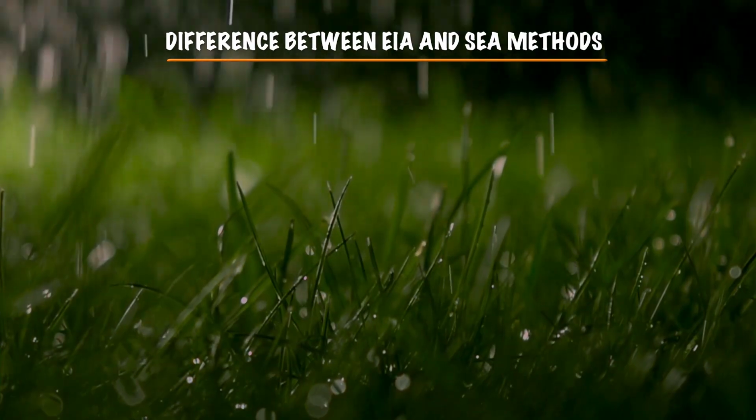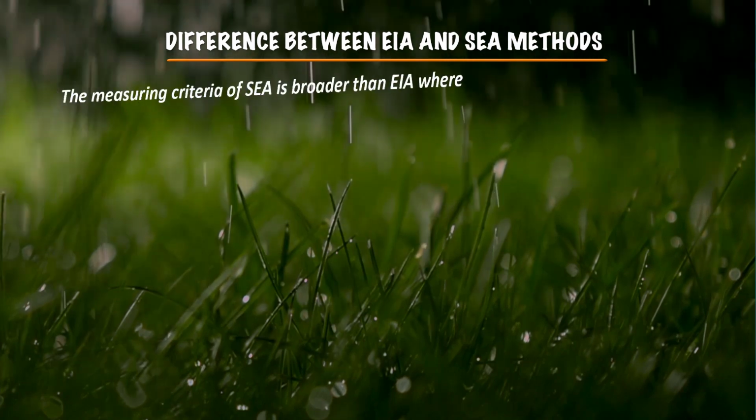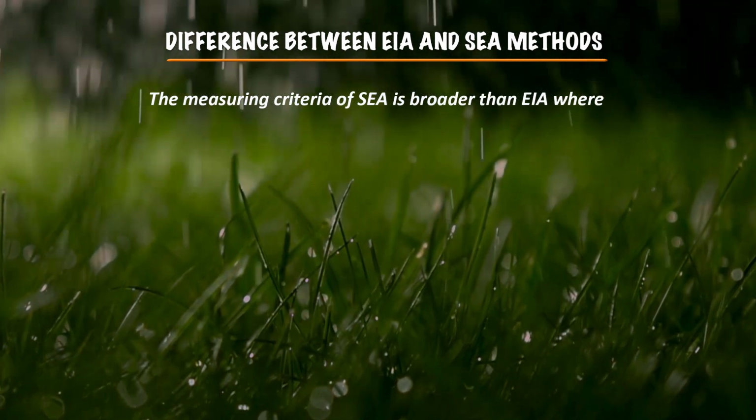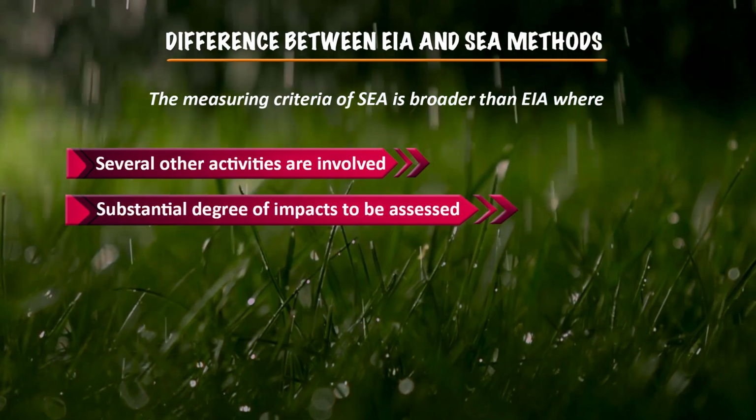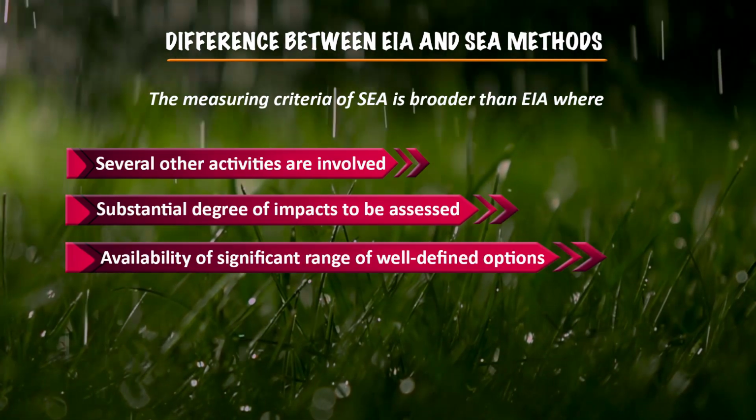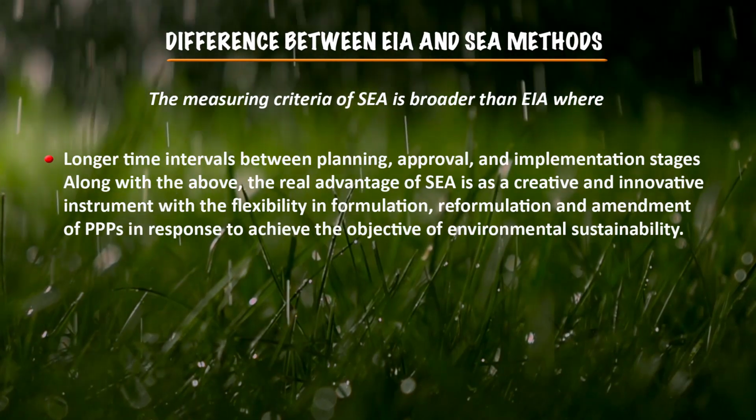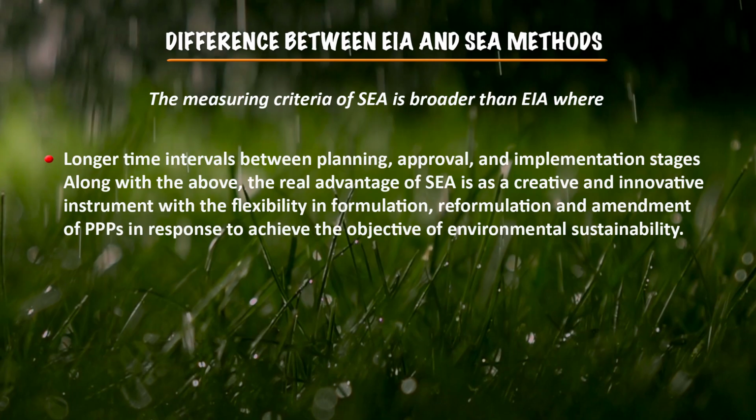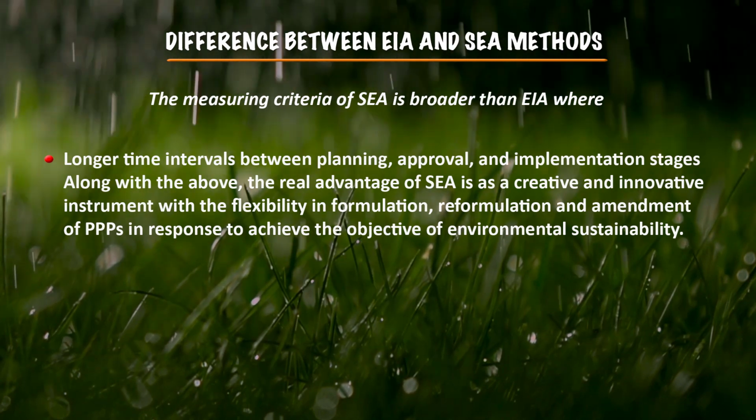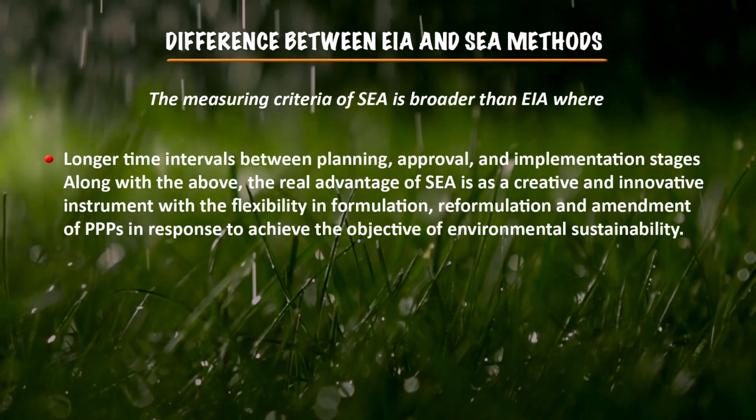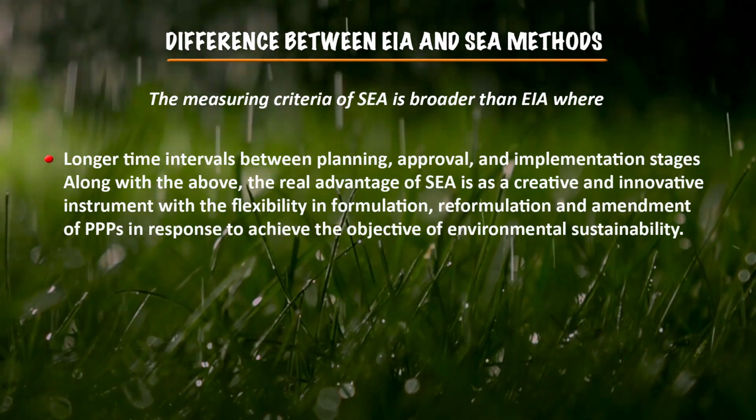Now we will see the major differences between the environmental impact assessment and strategic environmental assessment methods. The measuring criteria of SEA is broader than environmental impact assessment, in which several other activities are involved, a substantial degree of impacts is to be assessed, there is a significant range of well defined options available, and there are longer time intervals between planning, approval and implementation stages. So the real advantage of strategic environmental assessment is that it is a creative and innovative instrument with flexibility in the formulation, reformulation and amendment of all these three PPs in response to achieving the objectives of environmental sustainability.